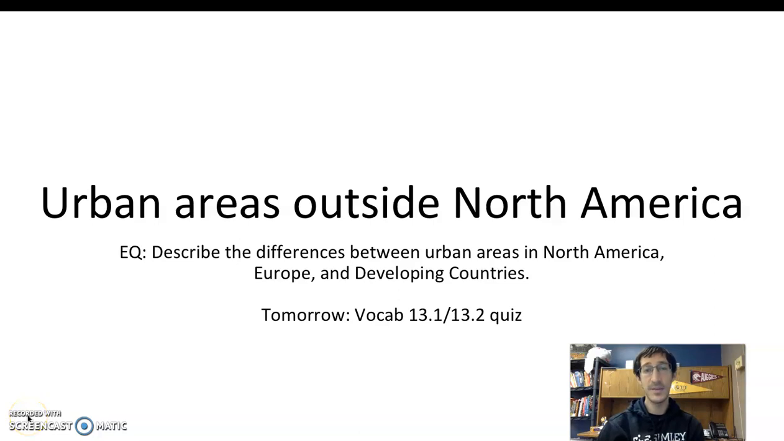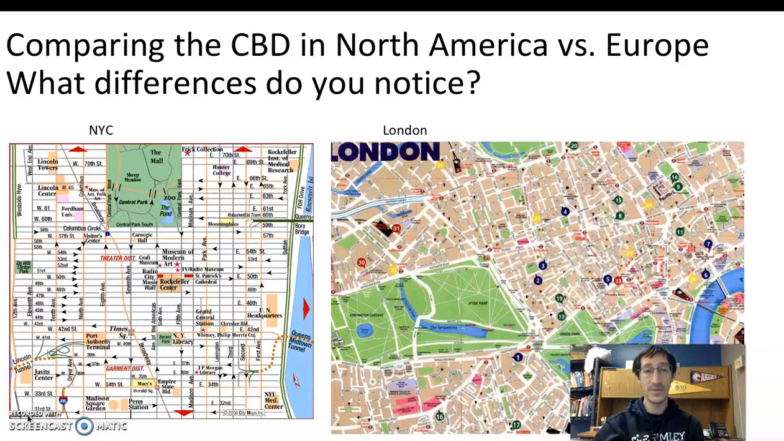Now we're going to go ahead and examine the urban areas outside of North America. So looking at the differences between the urban areas and the central business district outside of the United States, that's going to be our focus for today.